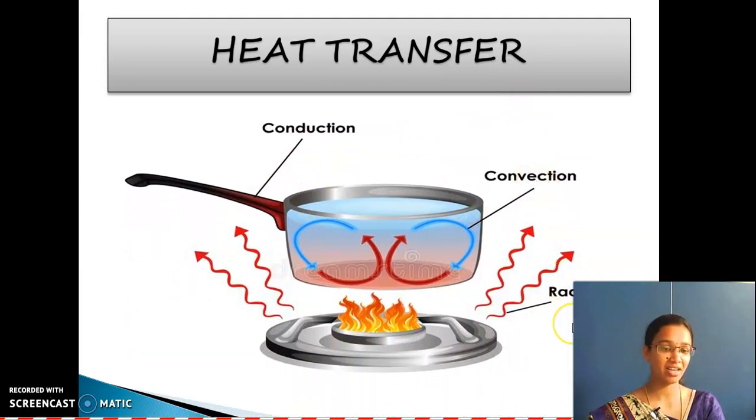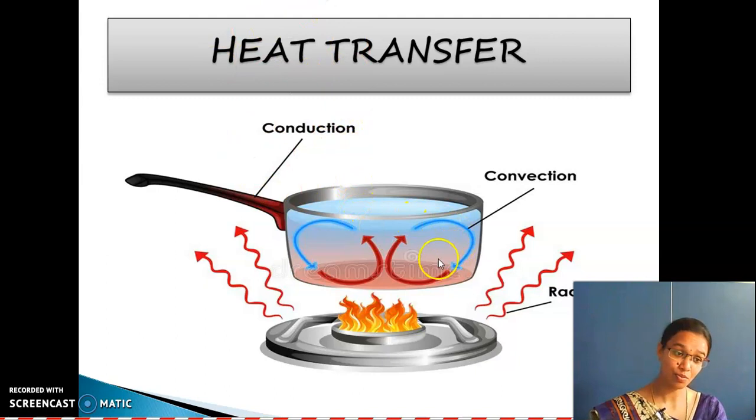Conduction, convection, and then radiation. Okay, what is conduction? Here this pan gets heated. The water also gets heated. If you are touching it directly, what is that? Conduction. We feel the heat. Convection is nothing but, inside this, the water molecules move and get heated. This is convection. And then radiation.